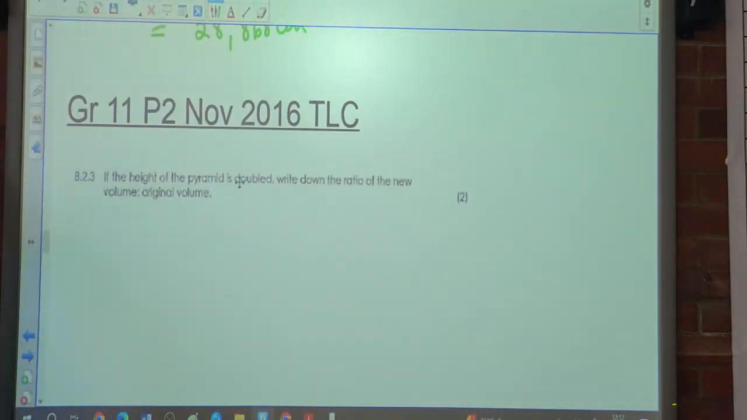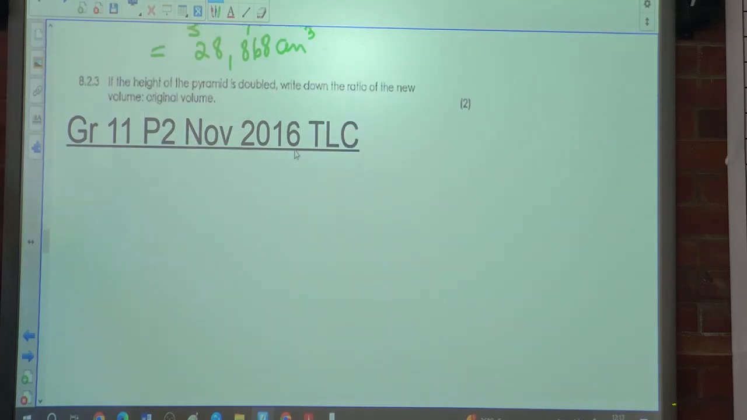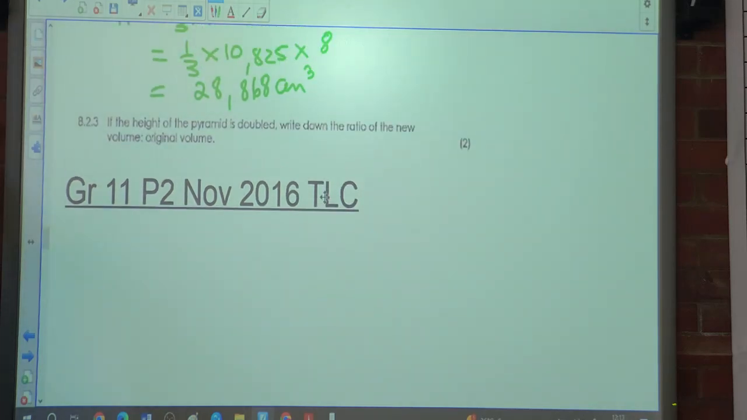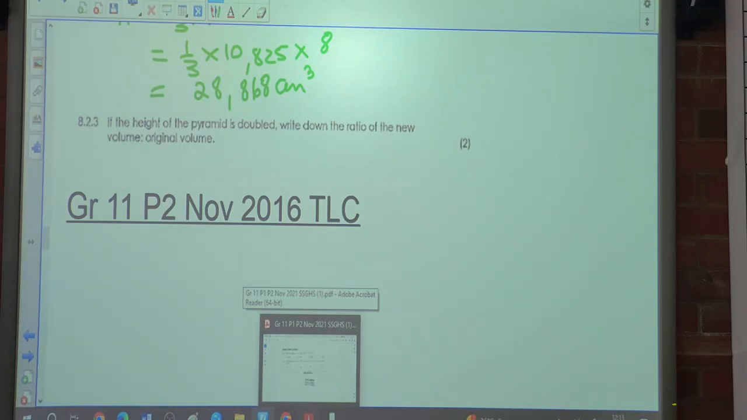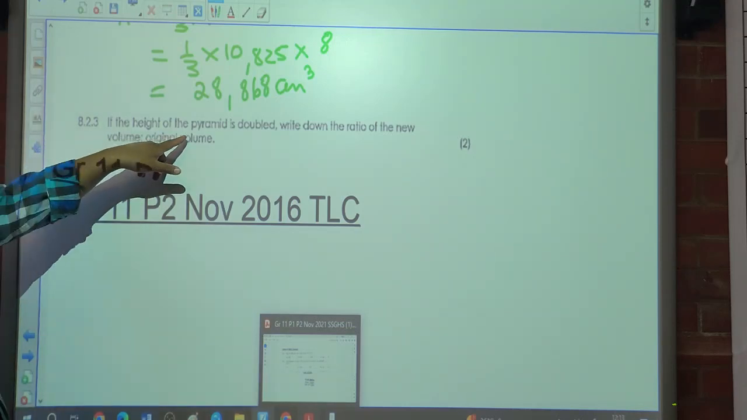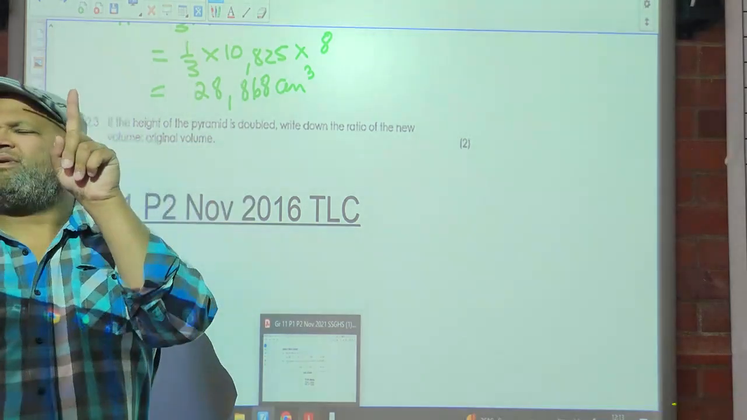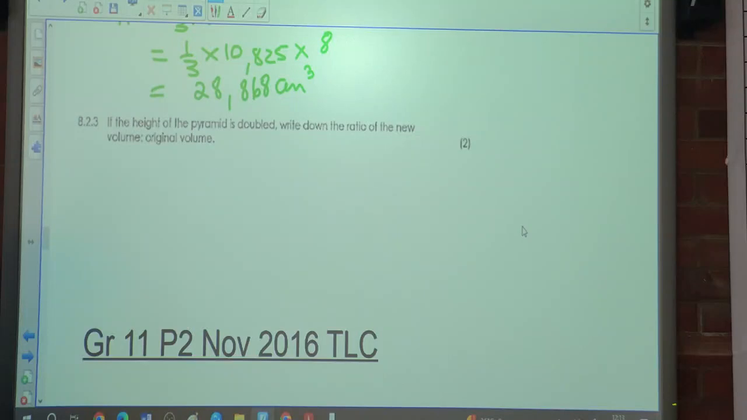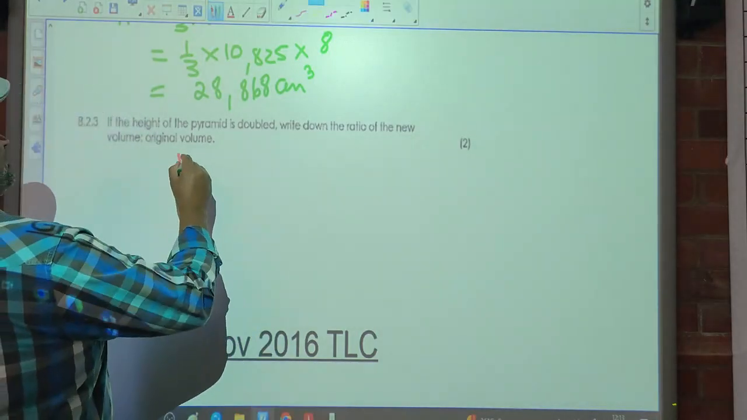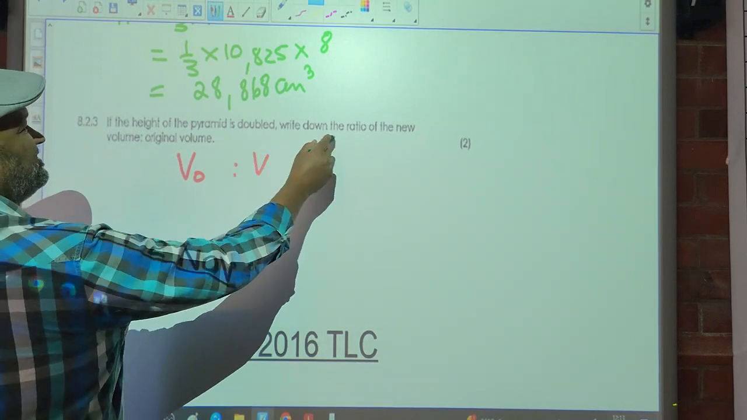If the height of the pyramid is doubled, write down the ratio of the new volume to the original volume. How many parts are expanded here? Or how many lengths, or how many dimensions are affected here? Here it says the height of the pyramid is doubled. So only one dimension is doubled.